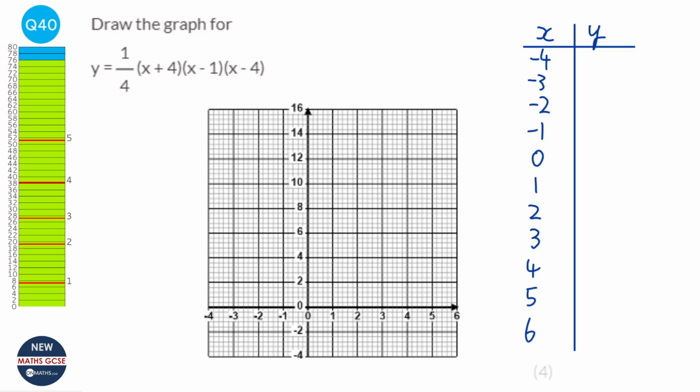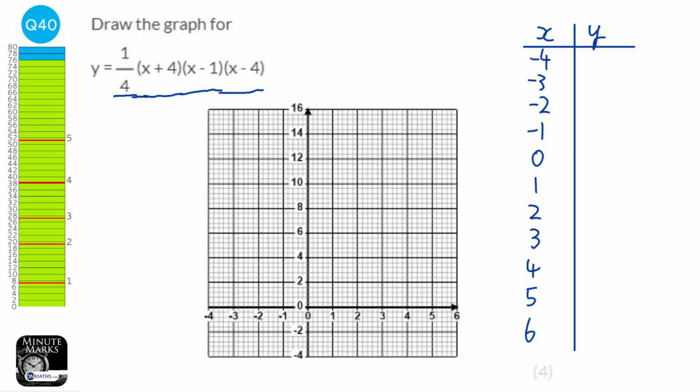Lots and lots. And I'm going to find out what the y coordinate is. So for the first one, I'm going to put in, on my calculator, a quarter times brackets -4, close brackets, +4, and all of that in brackets. Then I'm going to do the second bracket. So I'm going to put bracket -4, close bracket, -1, close bracket. And then bracket -4, close bracket, take away 4, close bracket.